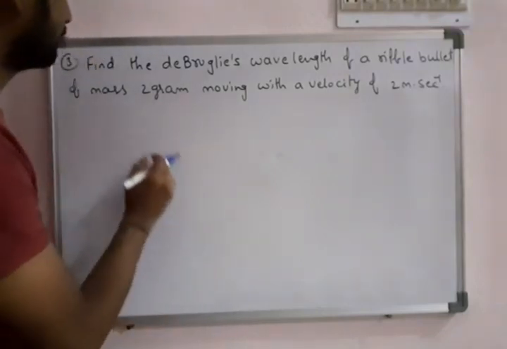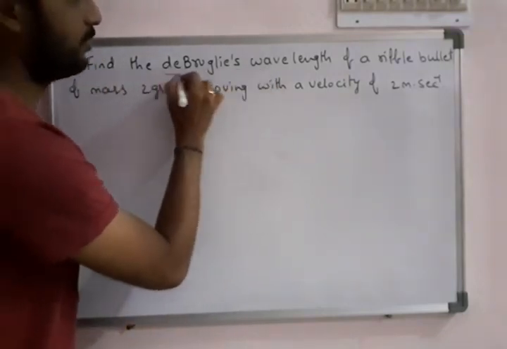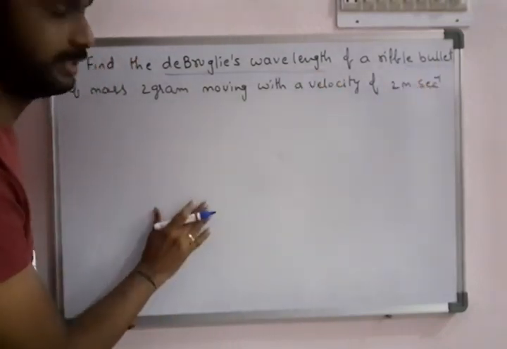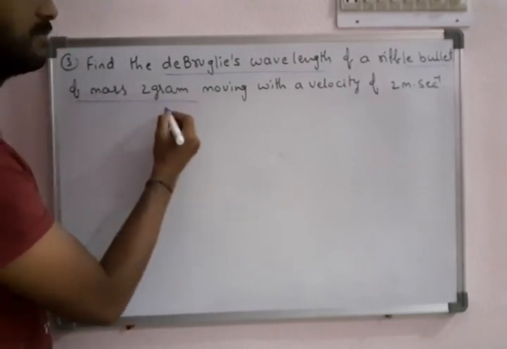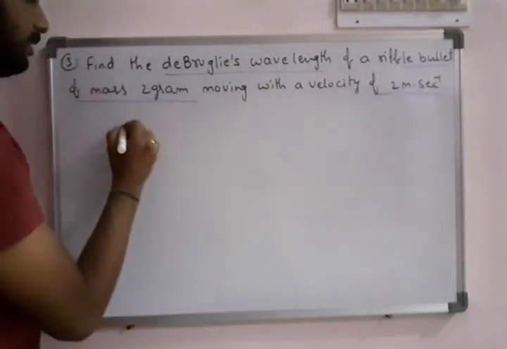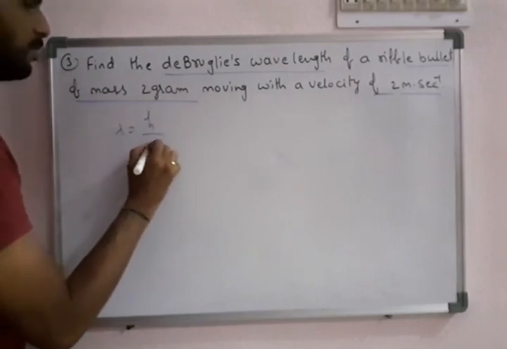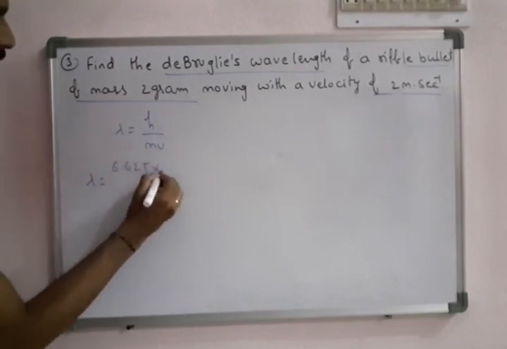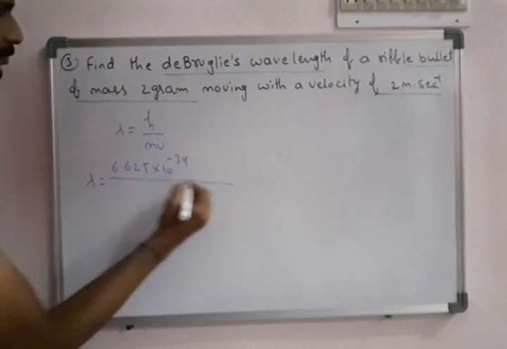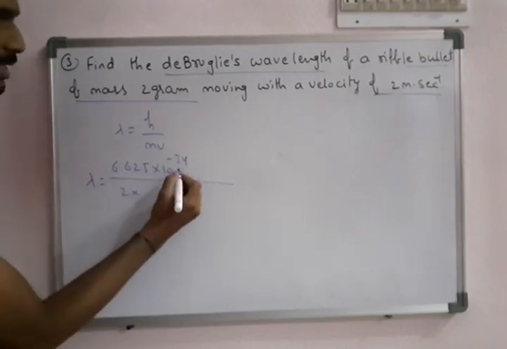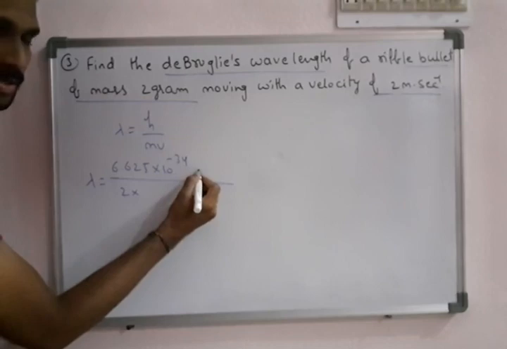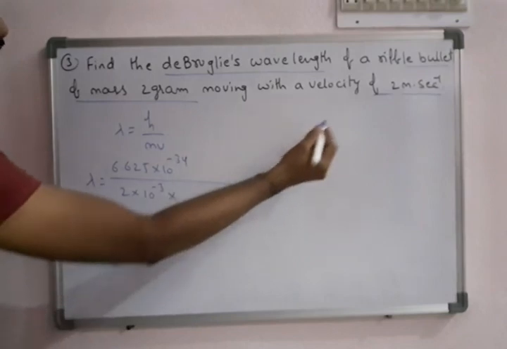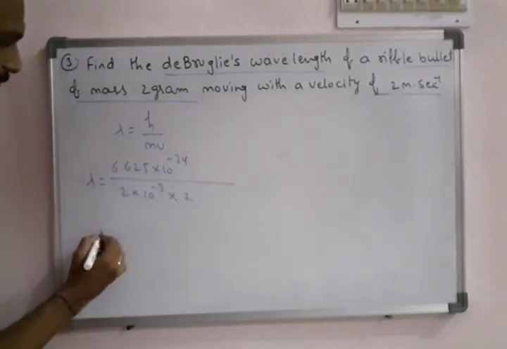Okay, see the next one. Find the de Broglie wavelength. Again, we need to calculate the de Broglie wavelength of a bullet coming out from a rifle, with mass just 2 grams, moving with a speed of 2 meters per second. So direct one, lambda is equal to h by mv. What is the h value? We know that. What is the mass? As we are taking this in joules into second, it must be in kgs. And the velocity is already given in meters per second, so no change in it.